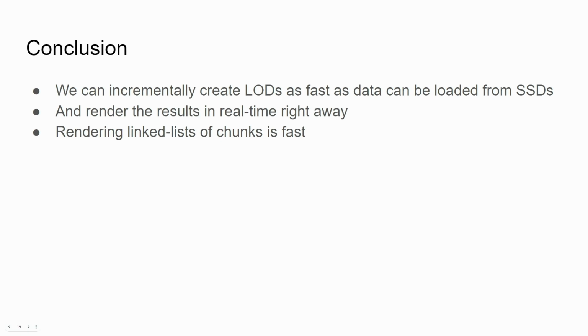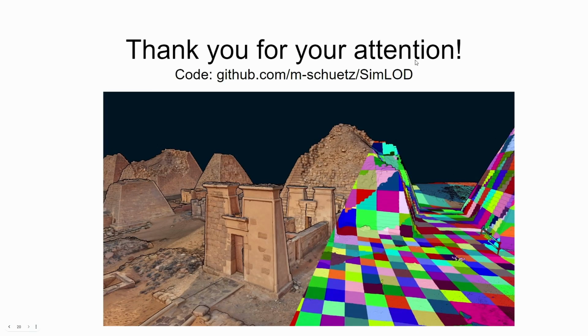And we've also shown that rendering linked lists of chunks is fast because each of these individual chunks has coalesced geometry. If you render that in a compute-based pipeline, then the threads just load 128 consecutive points, render that, the next 128 points, render that. And at some point, they might have to jump to the next chunk here, but that's also pretty much a no-op. So yeah, with that, thank you for your attention.